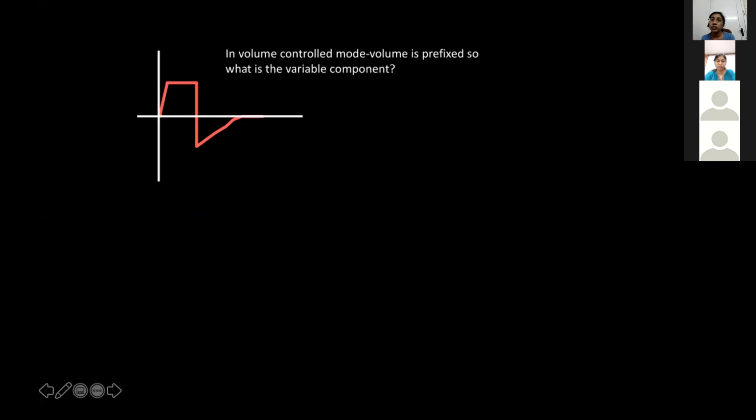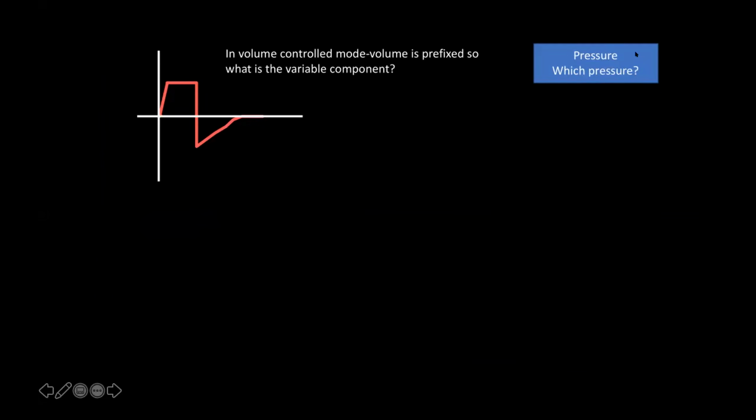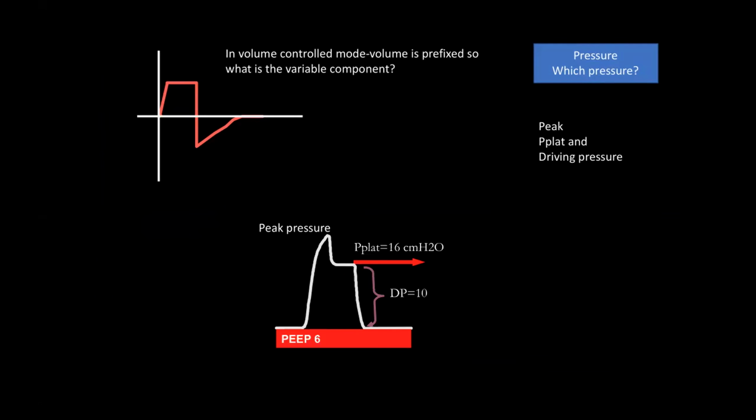Okay, volume control mode ventilation, which is the variable component now? Pressure is the variable component. Okay, fine. So, which pressure is varying? Peak inspiratory pressure, plateau pressure. Okay, fine. So, this curve we have already explained. Okay, this will also give you some idea regarding the recruitability also. So this is an example where the P plateau is 16 and the PEEP is 6. So the driving pressure, the difference, is 10.